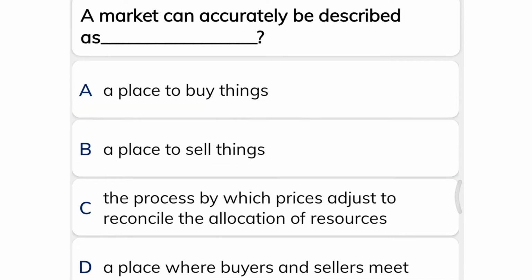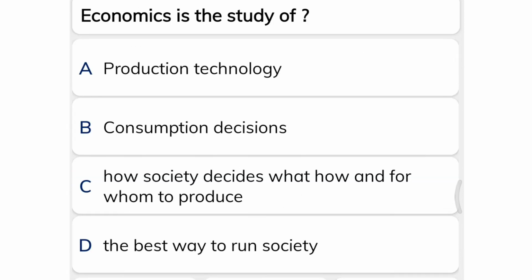A market can accurately be described as dash. Option A, a place to buy things. Option B, a place to sell things. Option C, the process by which prices adjust to reconcile the allocation of resources. Option D, a price where buyers and sellers meet. The correct answer is option C.